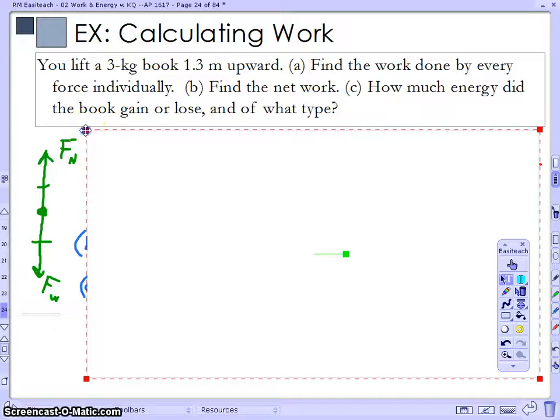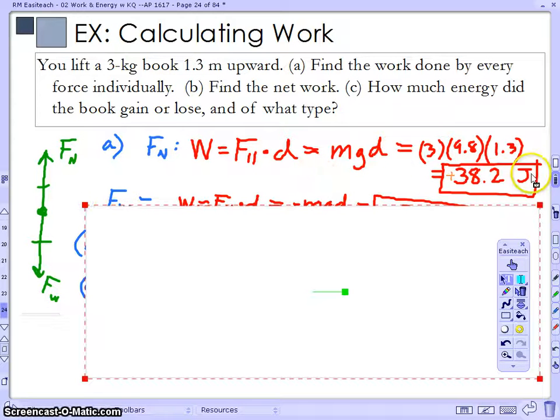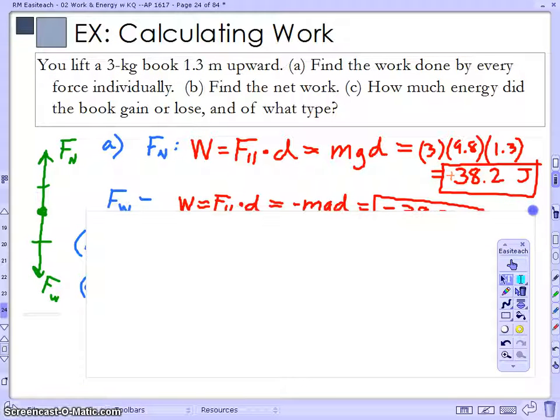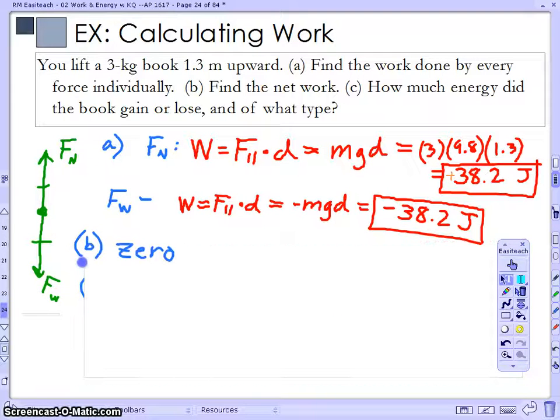So the work done by every force individually. The normal force did positive 38.2 joules because it's just equal to the weight. I know people don't like that, but it's true. Think about it. It's equal to the weight. It did 38.2 joules of work. That's the normal force. The weight did negative 38.2 joules of work. Whoa, whoa, whoa. Yeah, it makes sense because the weight force was opposite the direction of the motion.